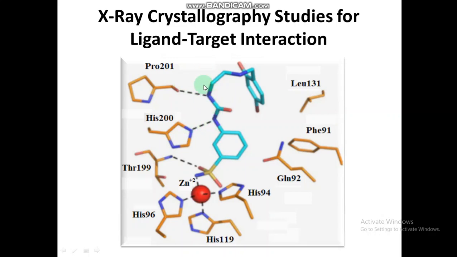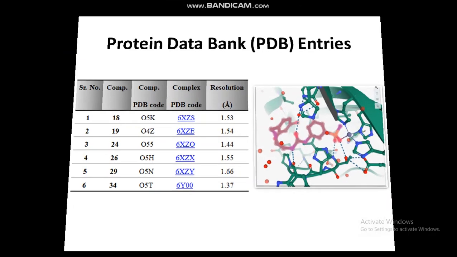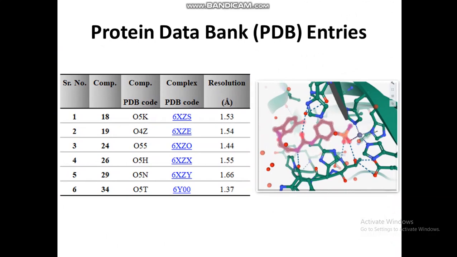This is NH and this is NH. So it will make hydrogen bonding, and these are the hydrophobic interactions with those residues. This is our compound in cyan, which is binding inside the active site of the carbonic anhydrase, human carbonic anhydrase 1.